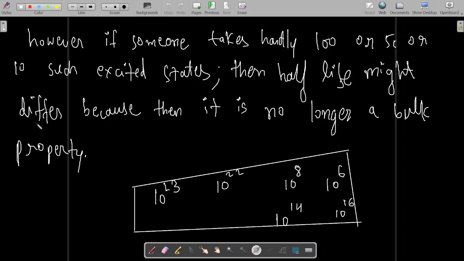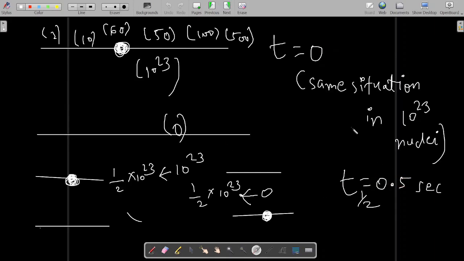Then half life might differ, because then it is no longer a bulk property. Then it becomes a nano property. So the half life will not be 0.5 seconds; it will differ. If we take such small numbers, then it is no longer a bulk property, so the half life will differ in that case. It will not be 0.5 second.